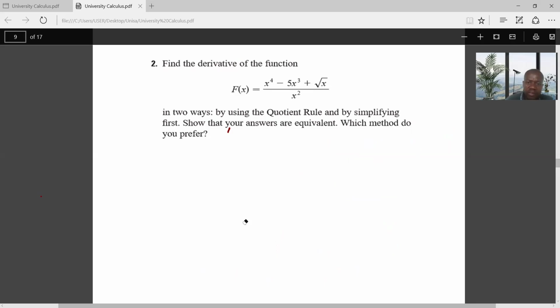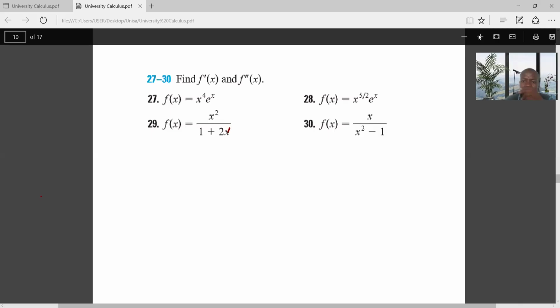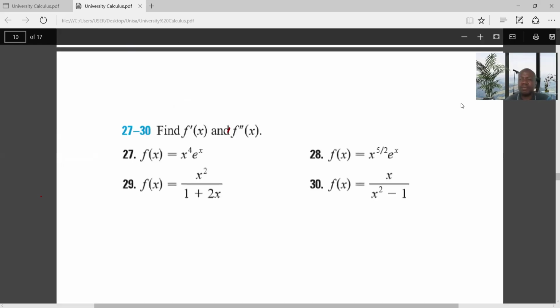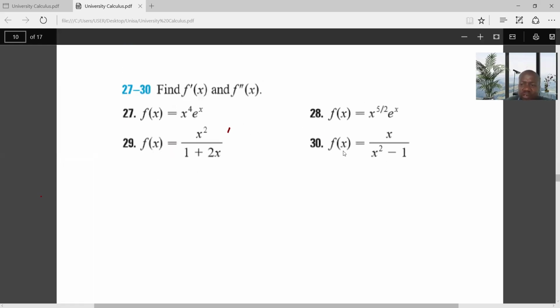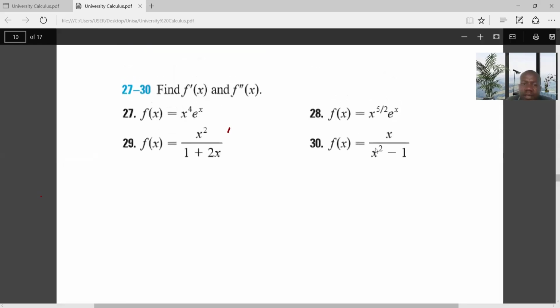Next question, what do we have? It says we need to find f prime of x and again f double prime of x. So it means we are doing the first derivative and the second derivative. I will just choose two of them. Okay, let's start with the first one, number 27.